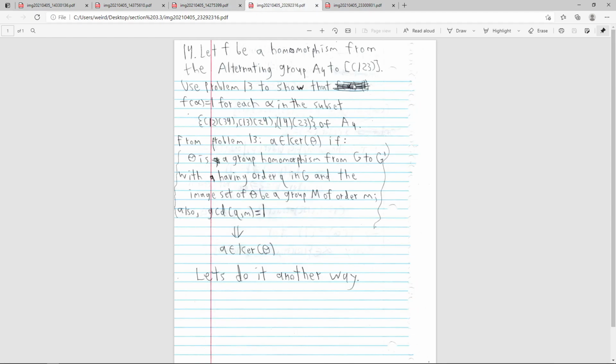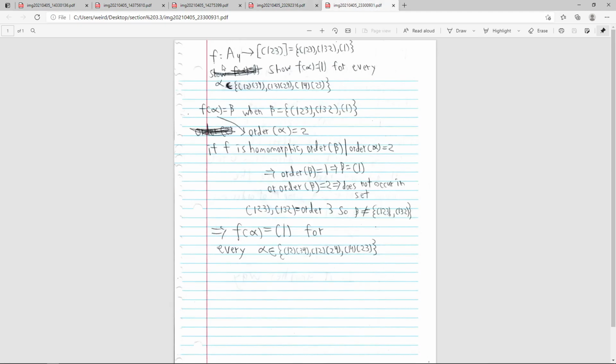And the last one is: let F be a homomorphism from the alternating group A4 to a cyclic group. Use the theorem to show that F of alpha equals 1 for each alpha in a subset. The theorem also gives you that it's in the kernel of theta, as long as all this holds. But there's a lot of setup there, so let's do this another way and write this in shorter words, more briefly.